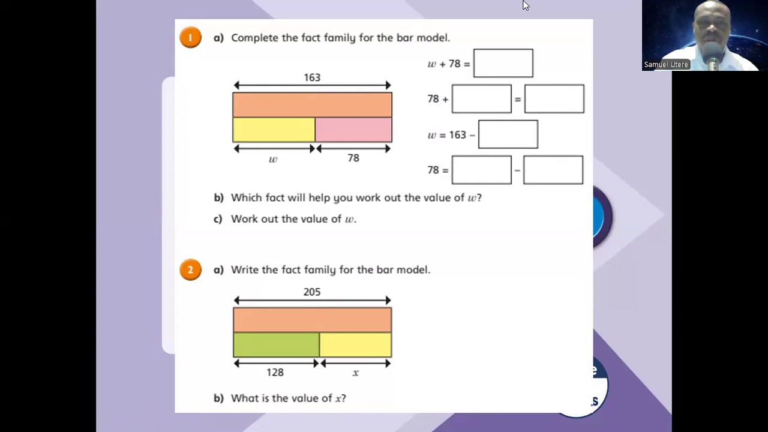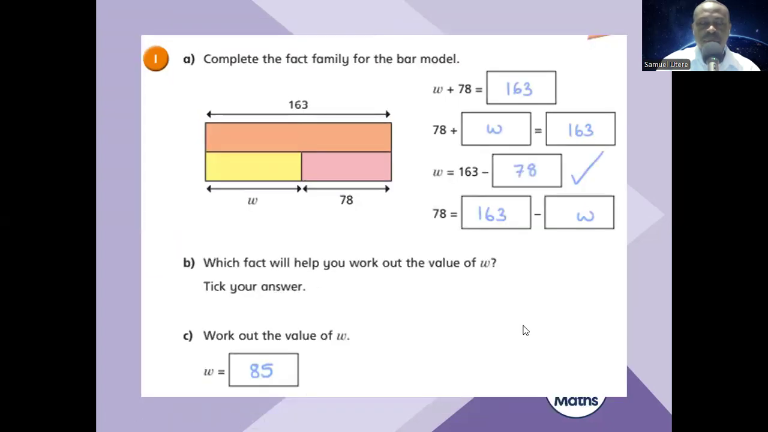Assuming you've paused the video and you've really thought about these questions and worked through them, here are the answers. Let's discuss them. So here, you're given a bar model and you are given the fact family to complete. This one is obvious. 163 should be W plus 78. And then the other fact family is showing that it's commutative. You can swap the 78 and the W around, you'll still get the same result, right?